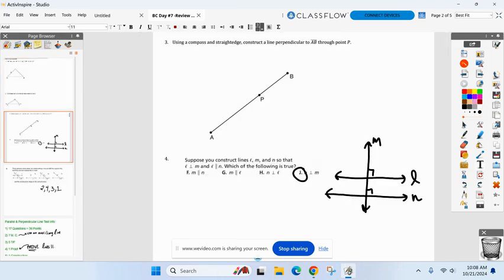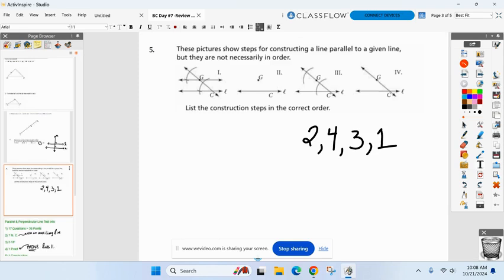Quick check, number 4 should have been letter J. They end up being perpendicular to each other. You do a quick diagram, it's pretty obvious that they're perpendicular. So number 4 should have been J. And then number 5, the correct sequence to do a parallel line, 2, 4, 3, 1. 2, 4, 3, 1.